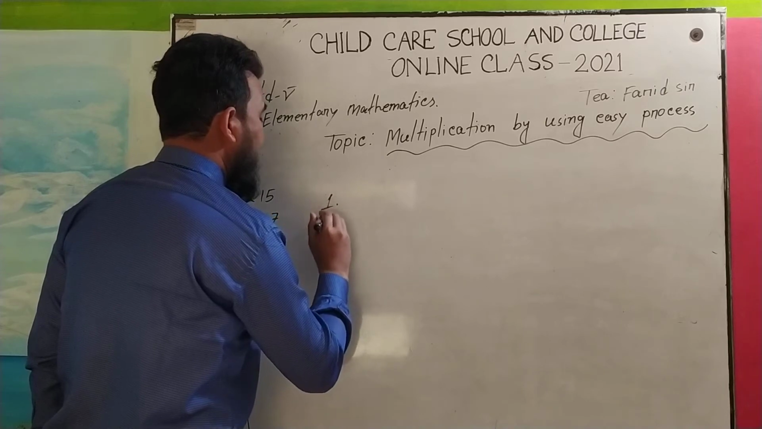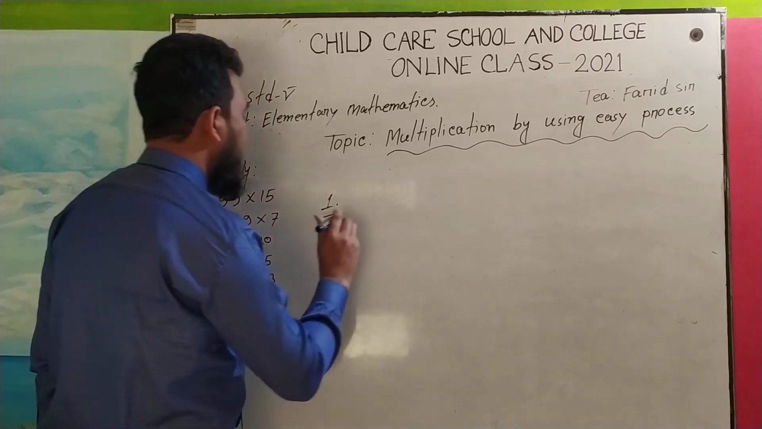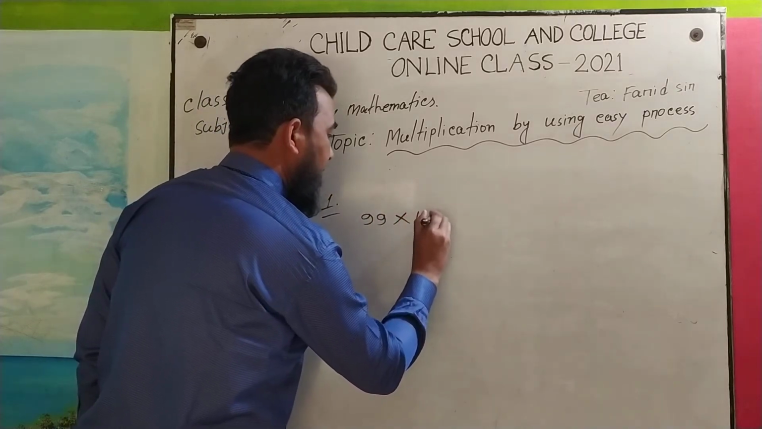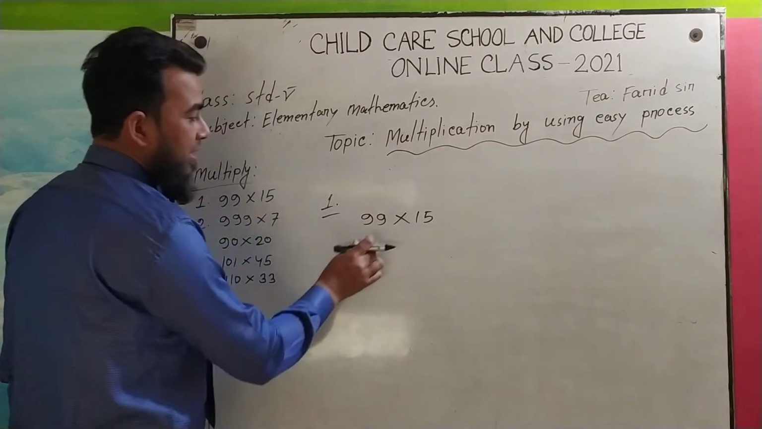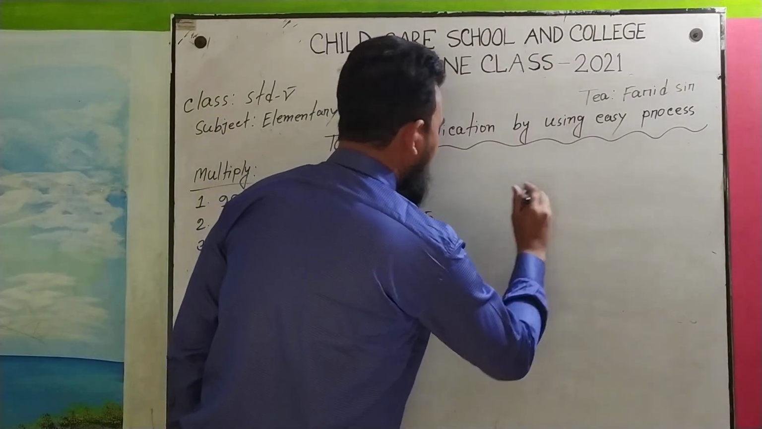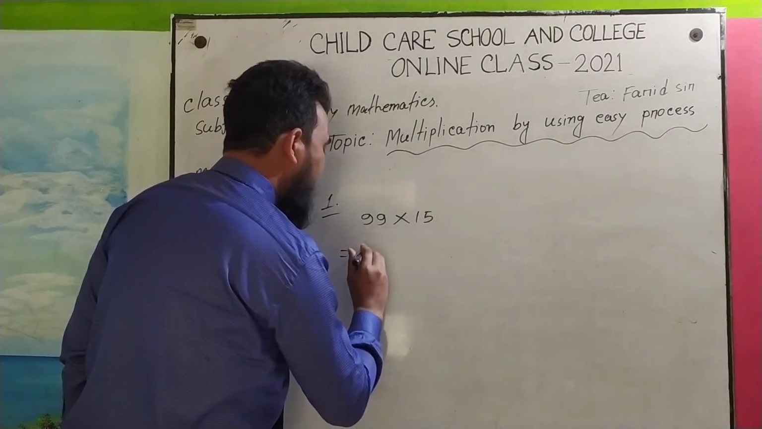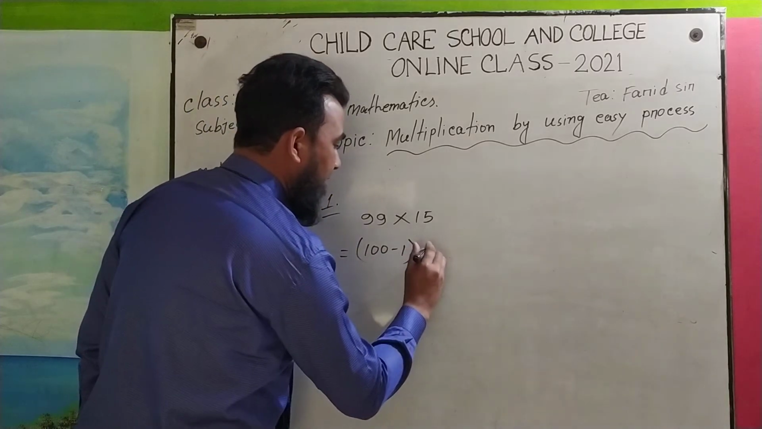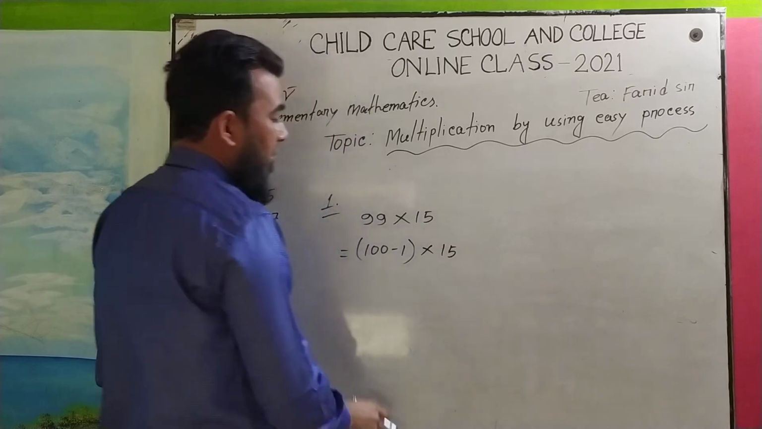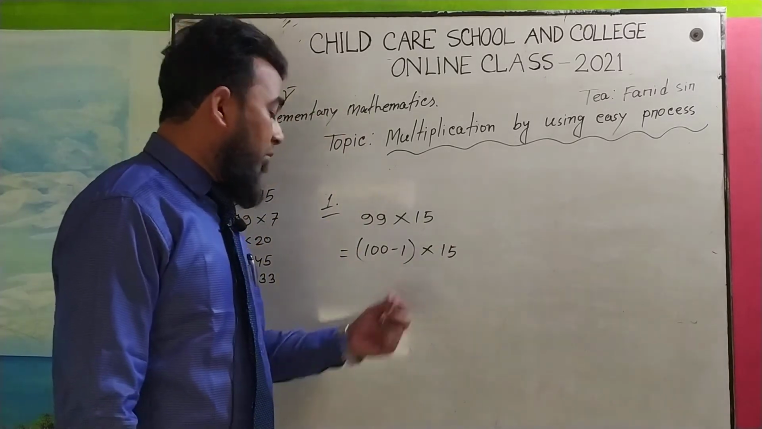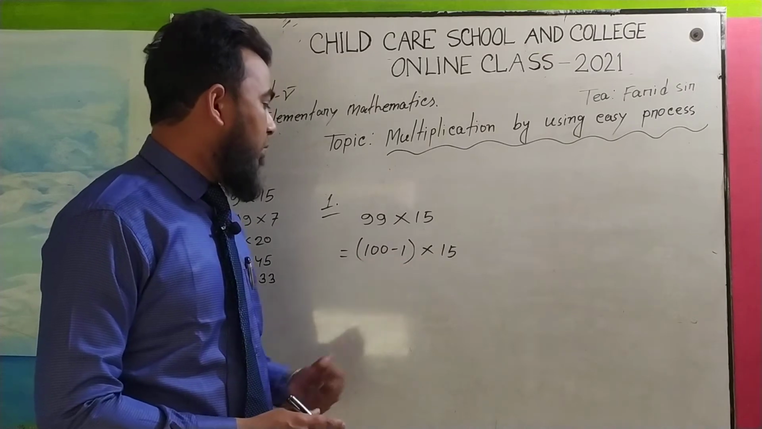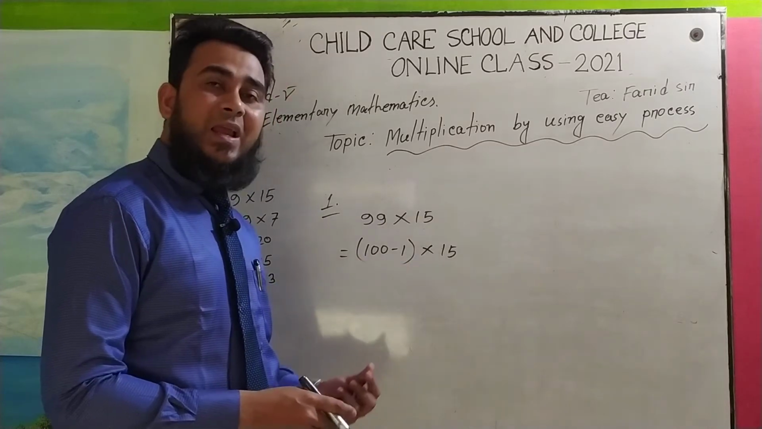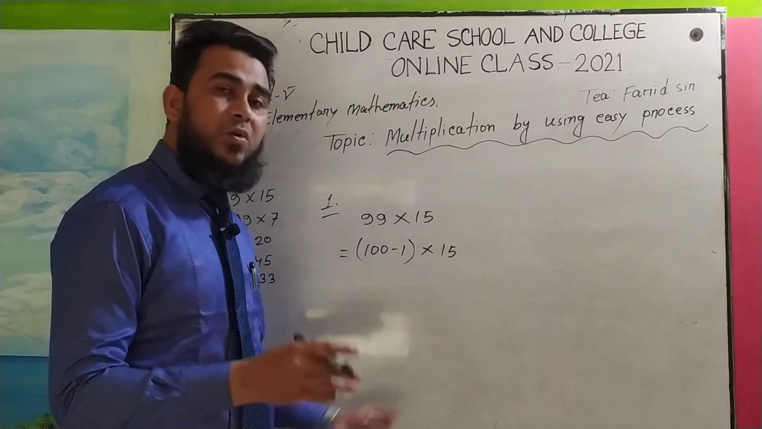I only request you to please be attentive. Now look, the first one is 99 multiplied by 15. In the easy process, at first we write 99. Next, we write it as 100 minus 1, in brackets, then the multiplication sign and 15. So 100 minus 1 is multiplied by 15, and separately we have to multiply 100 by 15, and also 1 by 15. So how can we write it?